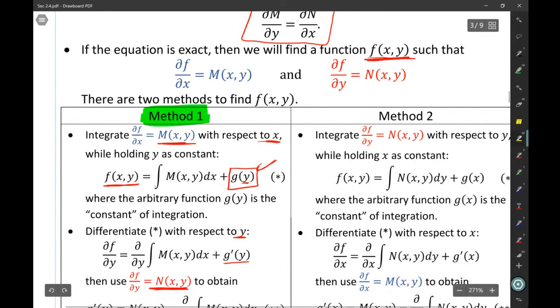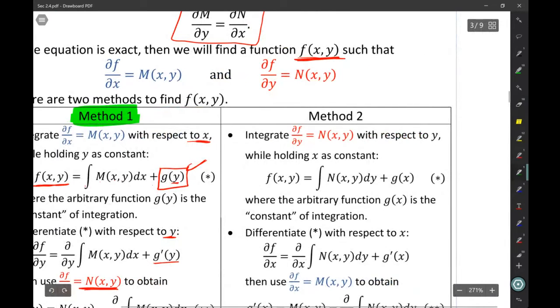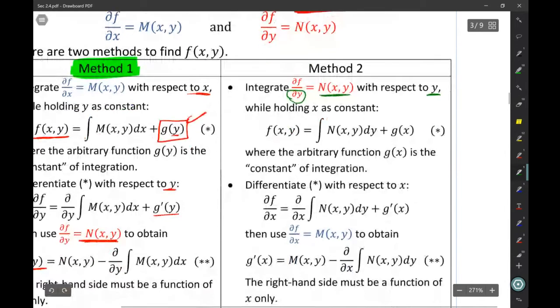if you start your integration with m of x y, but you have another choice, that you can start by integrating n of x y, but integrating with respect to what? You will integrate it with respect to y, because partial df by dy is equal to n of x y. So integrate the n with respect to y.